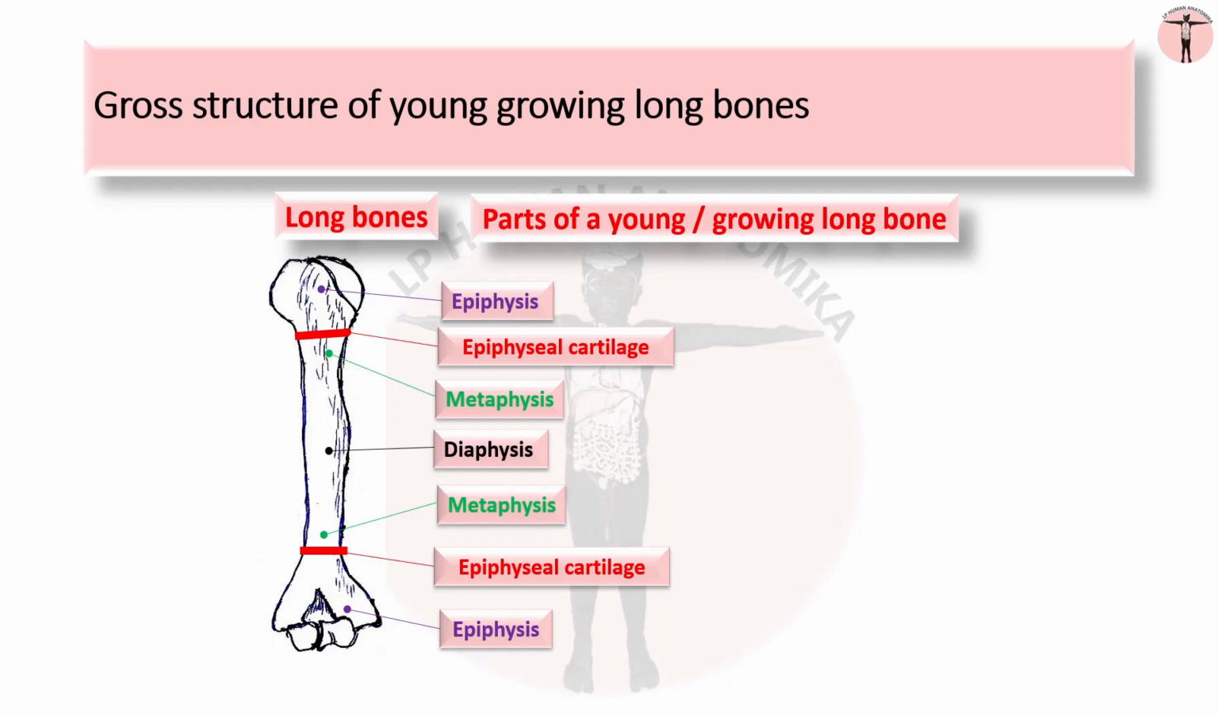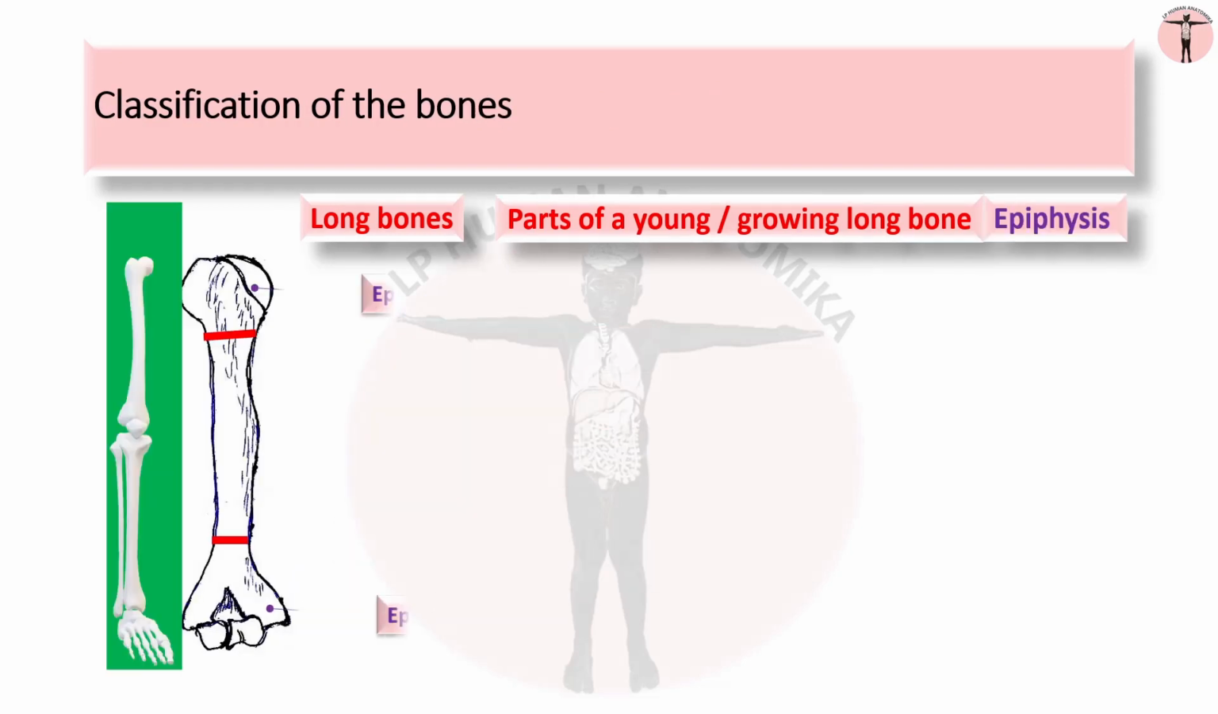Diaphysis is the part of the bone ossified from primary center and forms the central elongated shaft of bone. It is made of peripheral compact and central spongy bone. Epiphysis is the part of the bone ossified from the secondary center. It is the peripheral expanded ends made of spongy bone covered with hyaline cartilage.